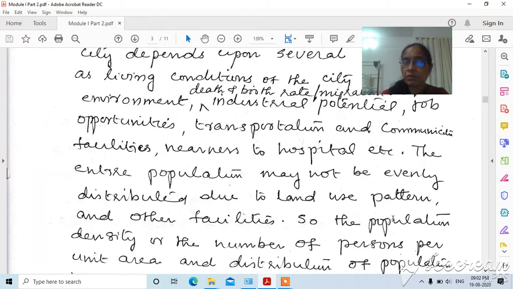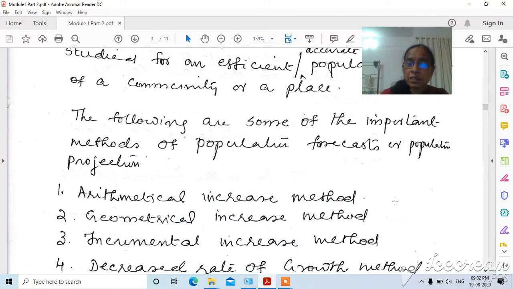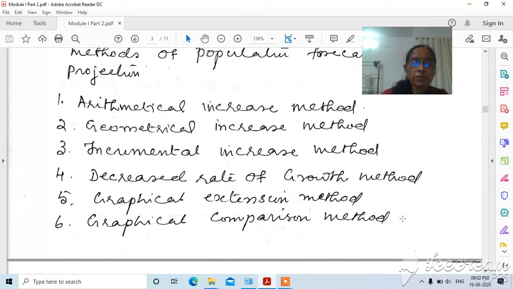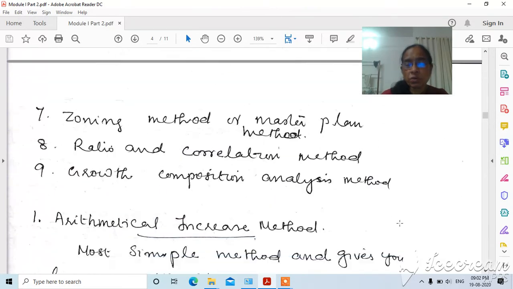That means if it is a developing city, then as I explained in the last class, people from the rural areas are migrating to the city where there are job opportunities or transportation facilities, etc. In that case, you have to consider the projection which would give you a better result considering all this migration. And like that, there are 5, 6, 7, 9 methods of population projection given in your notes.